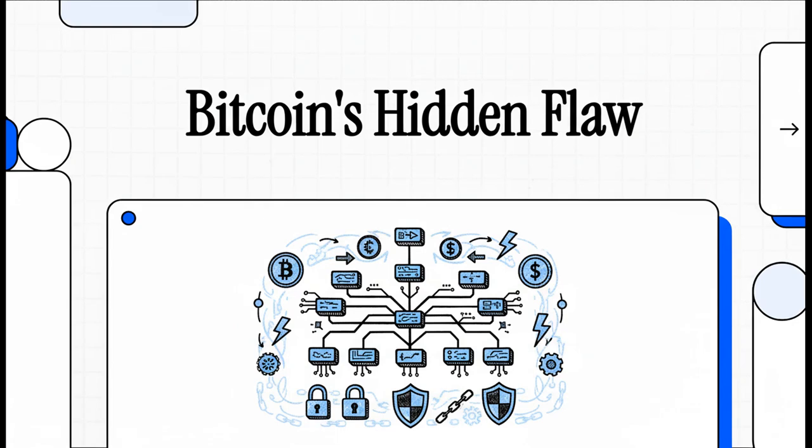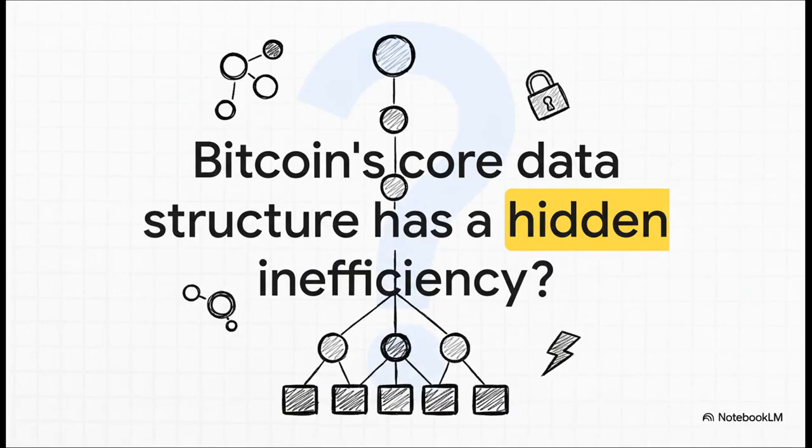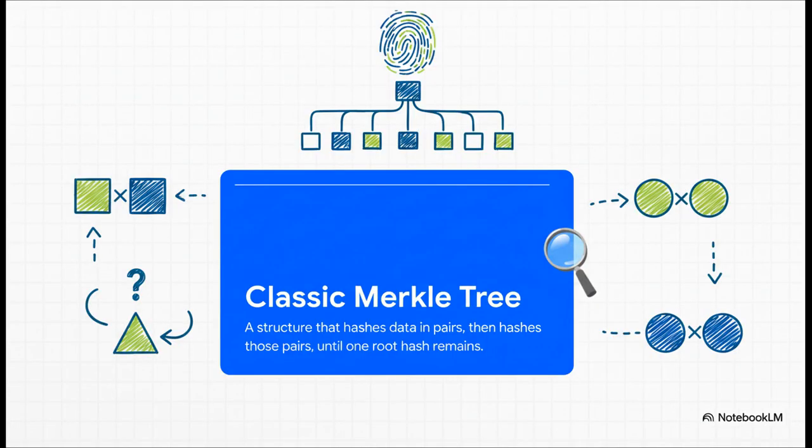Welcome to The Explainer. Today, we're looking at a clever fix for a subtle flaw in Bitcoin's foundation. So, Bitcoin's security hinges on something called a Merkle tree, but the classic design has a quirk. It basically creates a single fingerprint for all the data.